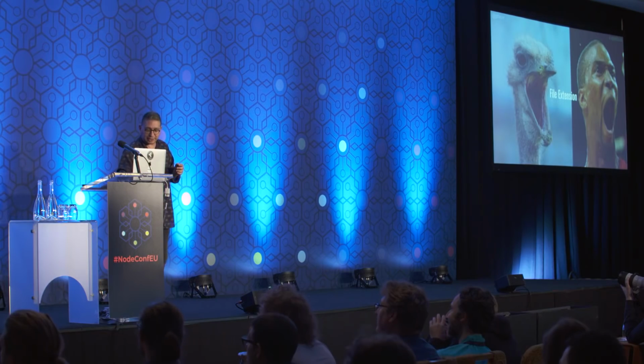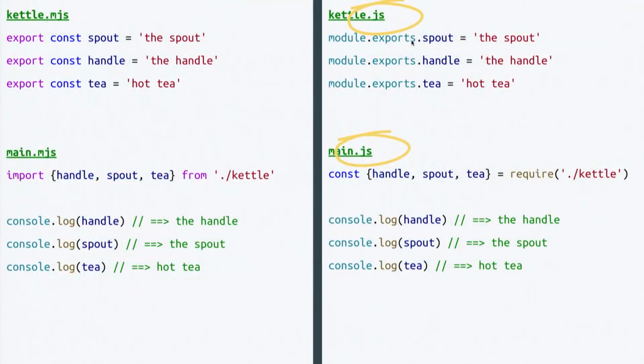But similarities and differences. First of all, file extension, the most contentious of them all. There is a difference. On the left is CJS. So we all know the file extension for CJS. It's .js. And we have kettle.js, which is the module, and main.js, which is importing it.